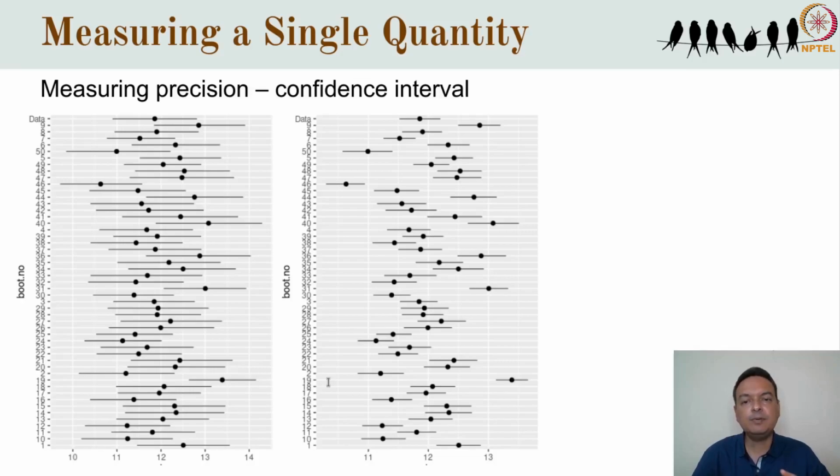So now to recap, we have calculated a measure of central tendency, say the mean, and we have a measure of precision, the confidence interval. The narrower the confidence interval, the greater the precision. That's all we need in order to say something about our measurement of a single quantity.